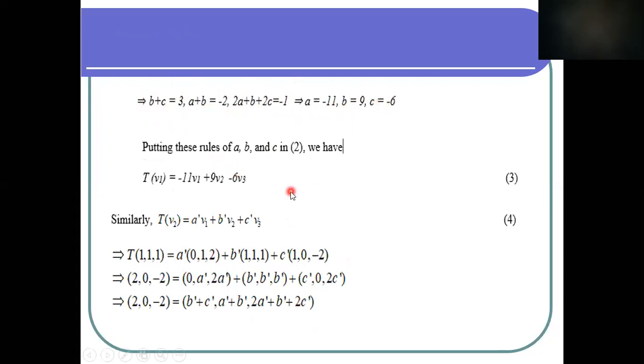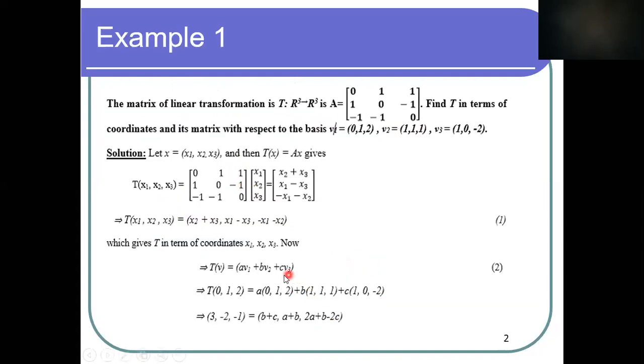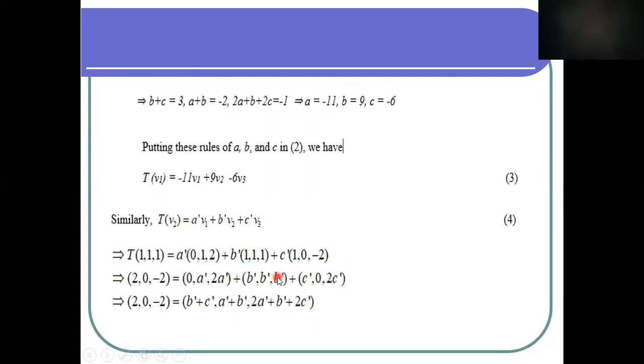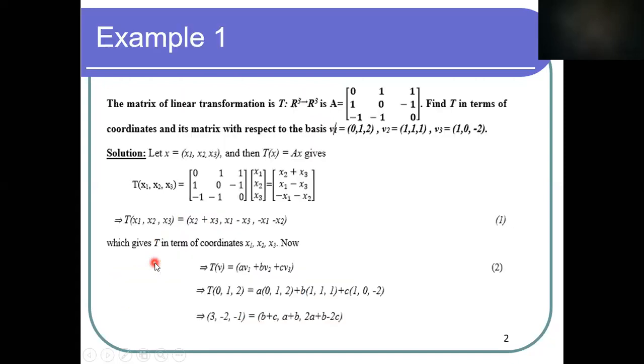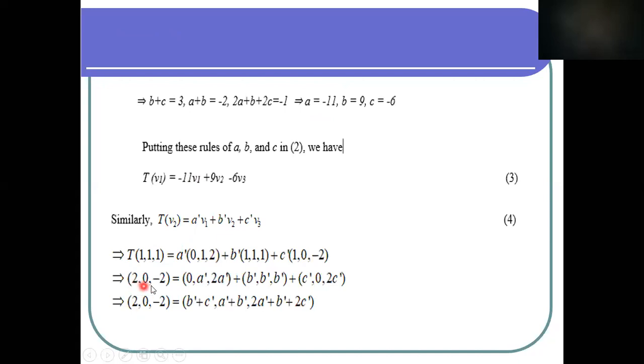And putting all these in equation 2, T of V1 is minus 11 V2, then 9 V2 minus 6 V3. This is equation 2, right? So in that case, similarly, T of V2 can be written as A dash V1 plus B dash V2 plus C dash V3. In that case, we get V2 as 1, 1, 1. So I just put 1, 1, 1 in place of the linear transformation, and I get the output 2, 0, minus 2.